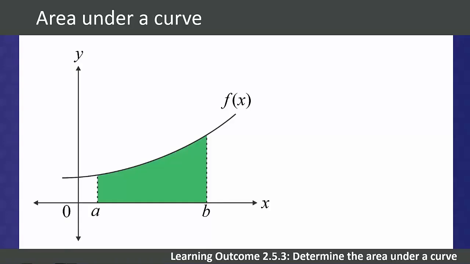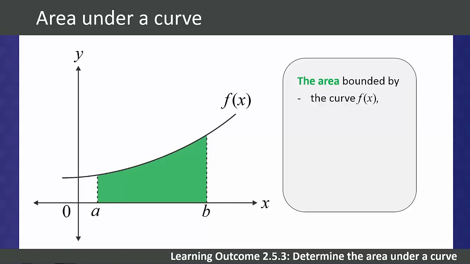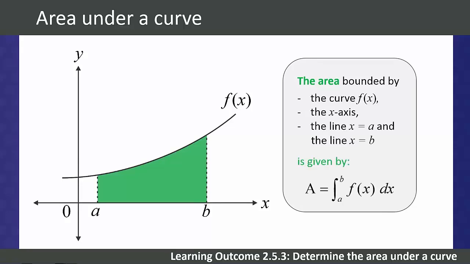Let's take a look at a graph of a function f of x. The area that is bounded by the curve f of x, the x-axis and the lines x equals a and x equals b is given by the definite integral from a to b of f of x with respect to x. Let's take a look at why the definite integral works to give us this area.